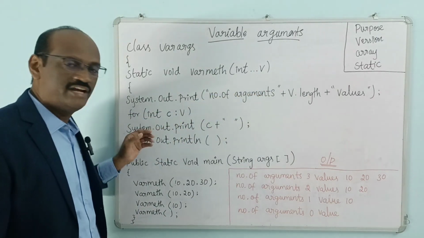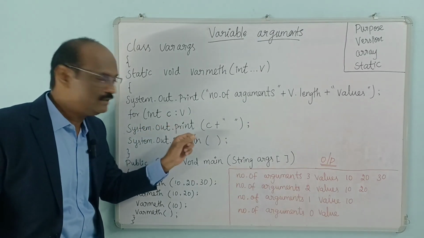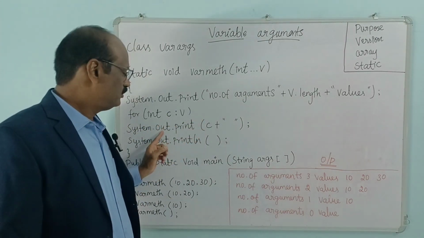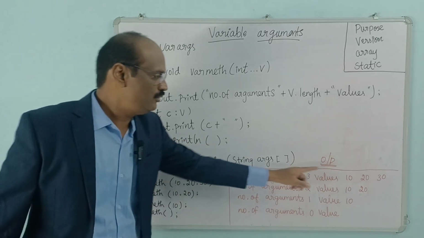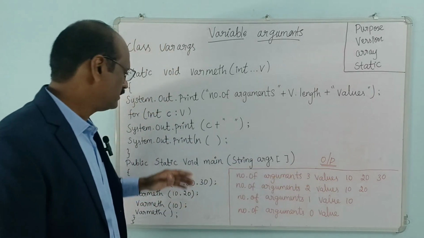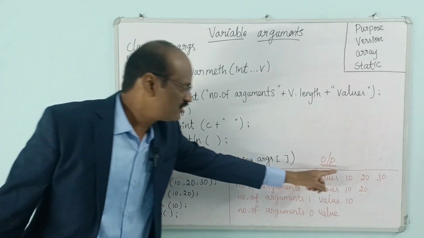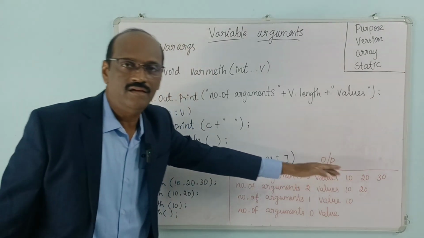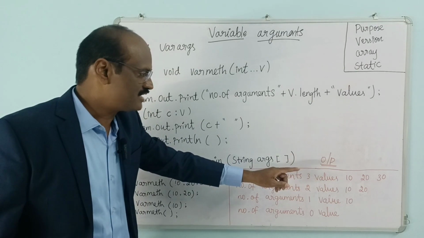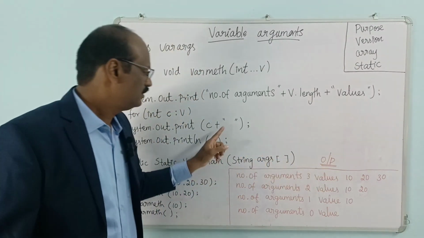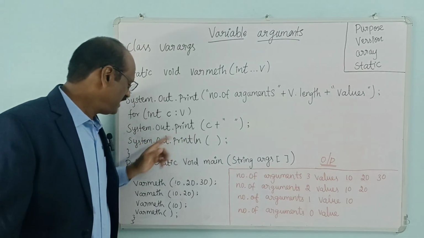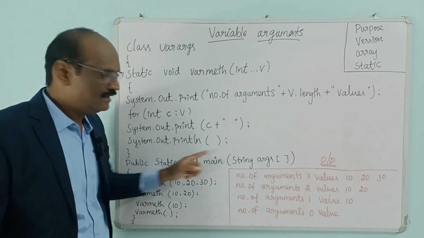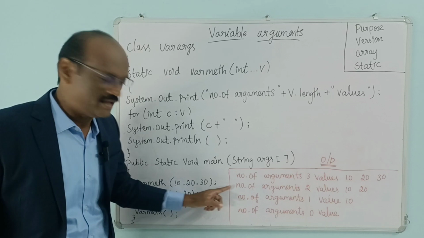By using the statement system.out.print, I will display the values in the horizontal direction. So the values 10, 20 and 30 will be printed in the horizontal direction. Between the two values, we are inserting a blank space. By using the statement system.out.println, the control will move on to the next line.